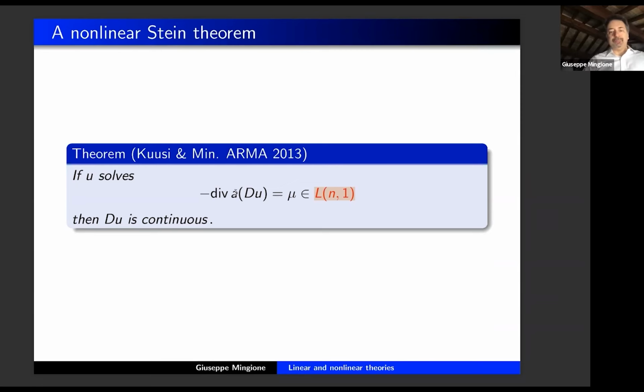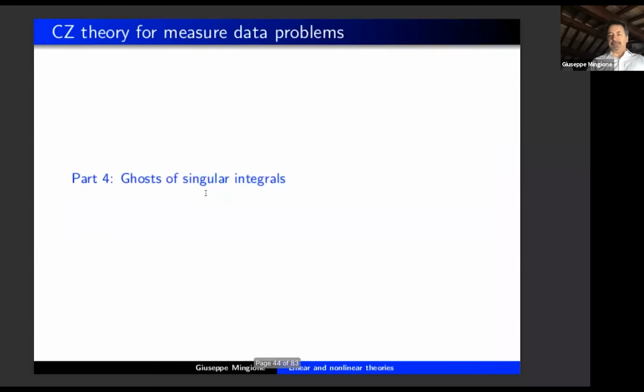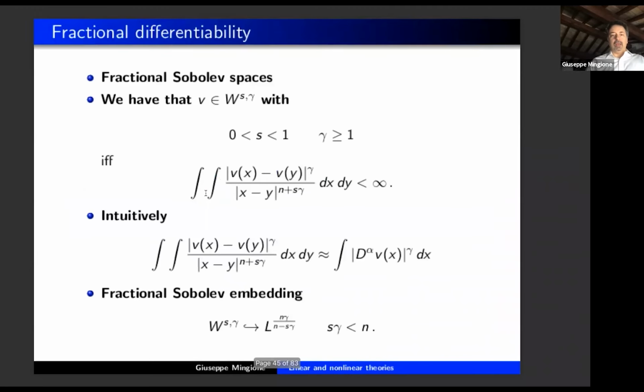So in a sense, you are just linearizing the equation. Okay, so we have seen an analog of representation formula via Riesz potentials for u, for the gradient. And let me give just a brief example of how, in a sense, singular integrals are still there also in measure data problems. Okay, for this, I want to introduce these fractional Sobolev spaces.